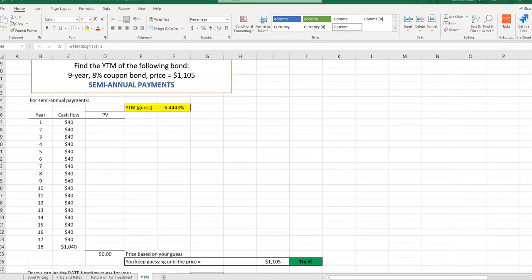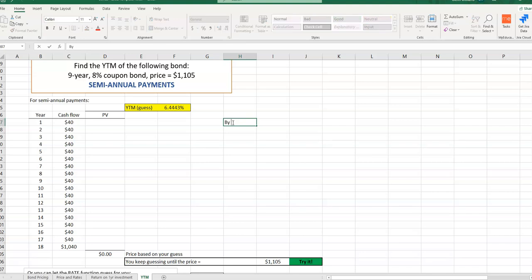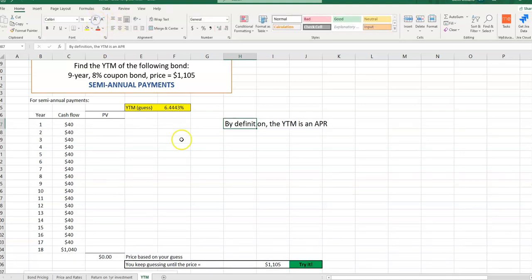Okay, and then the other thing to consider is semi-annual payments. You just have to realize that we do it this way. By definition, YTM is an APR. We'll talk about that here. So I'm going to do the same thing with semi-annual payments.